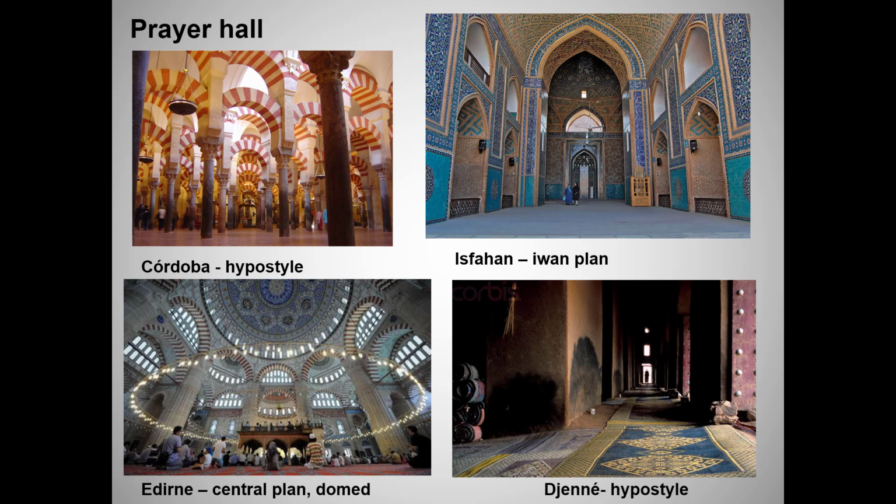Here we see the prayer halls of our 4 mosques. Note that 2 of these, the mosques of Edirne and Isfahan, have open prayer halls, while Jenne and Cordoba have prayer halls broken up by columns. But let's focus now on the mosque at Cordoba, whose prayer hall is probably the most famous, at least in the West.